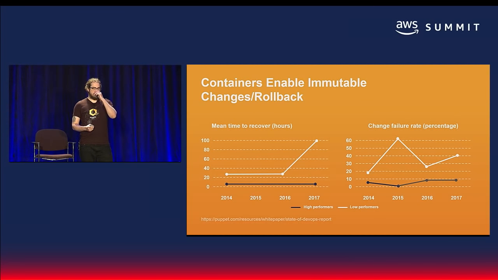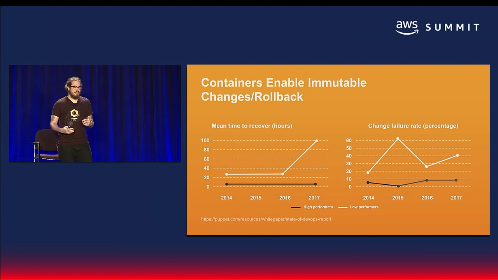So for example, look at this graph on the left. That's the mean time to recover if you were to push some code in a container to your environment, and that code was buggy and was causing crashes. How fast can you recover from a failure? And you'll see that this massive gap developed in 2017 between high performers and low performers.